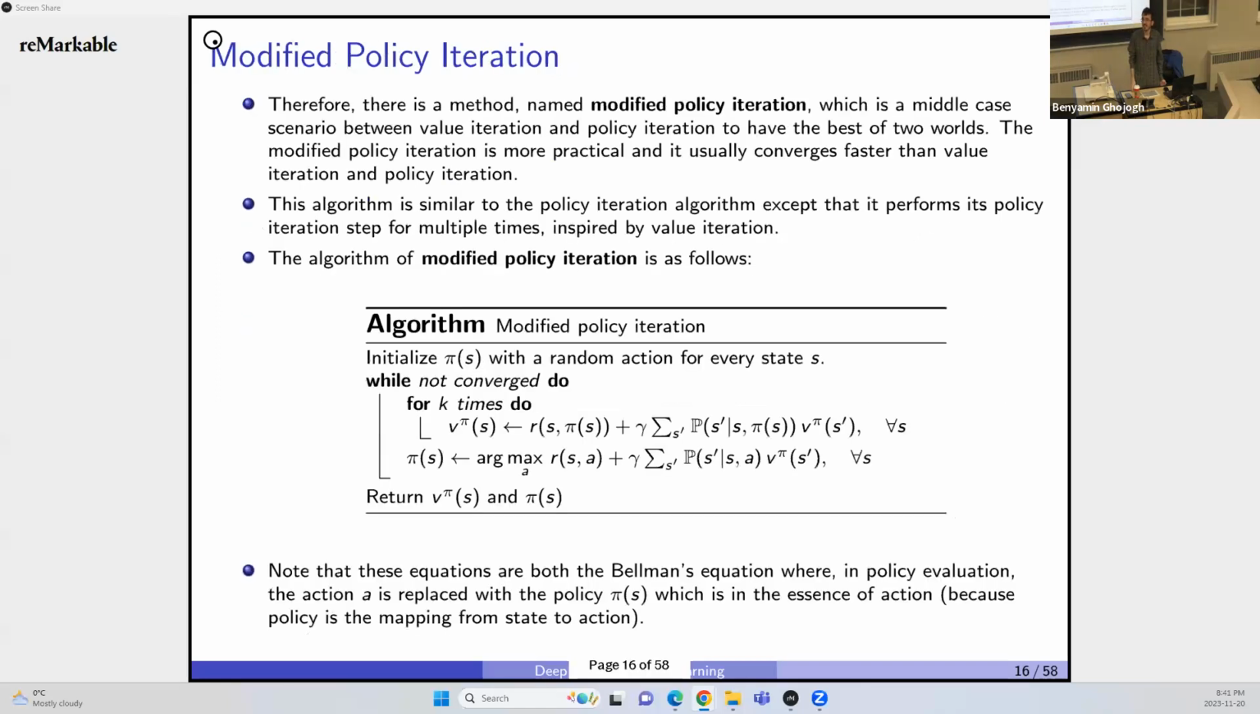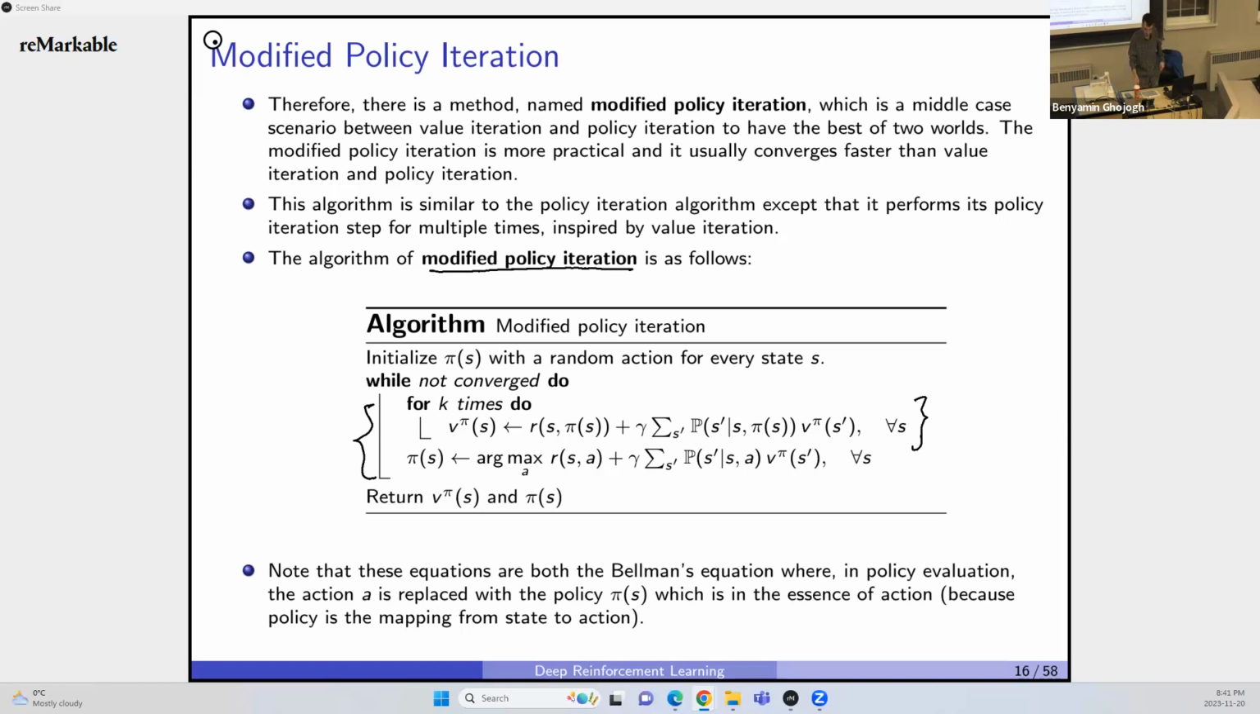Now, of course, every time we have two things with pros and cons, someone will say, let's have a middle case scenario. Let's have an interpolation between these two algorithms to have the best of two worlds, and that's modified policy iteration. As you see, it's a hybrid of value iteration and policy iteration. This for loop inside is like value iteration, but these two together are like policy iteration.